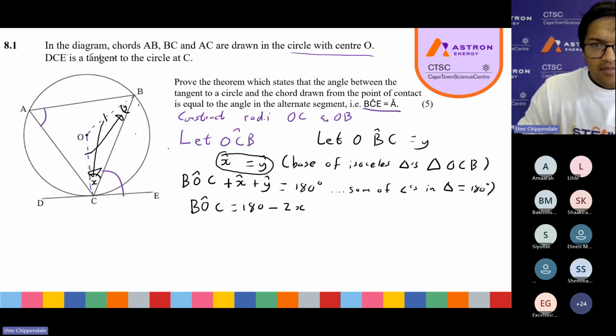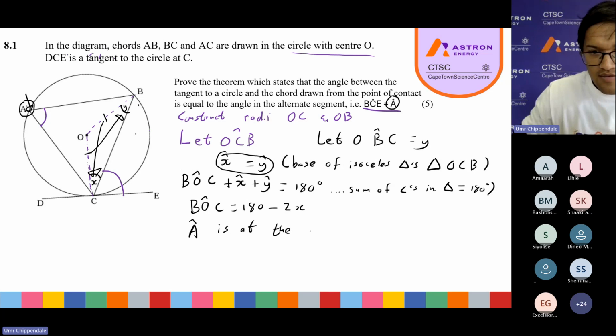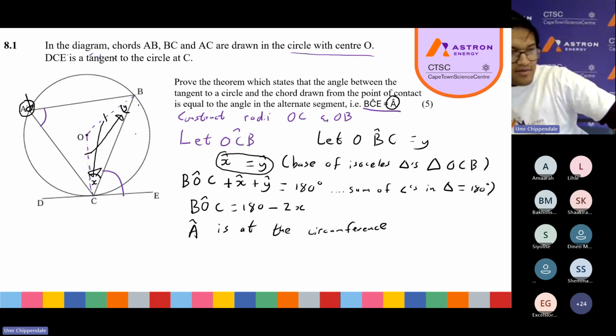We need to relate something else to this. Well, here, what else are they asking from us? Here we're speaking about alternate angles. They're speaking about angle A. Where do we find angle A? Angle A is found over here, and it's touching the edge of the circle. So we can say that angle A is at the circumference. Right? So that is where we have this part over here.